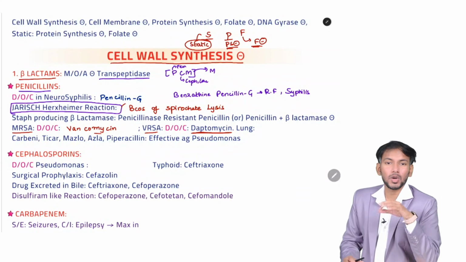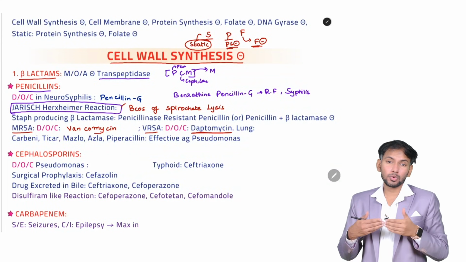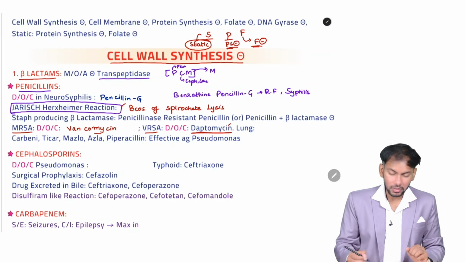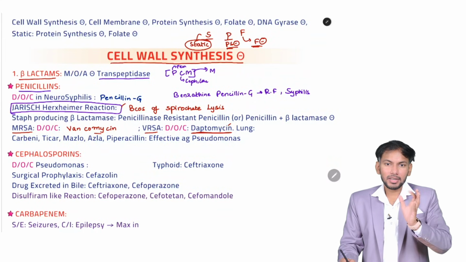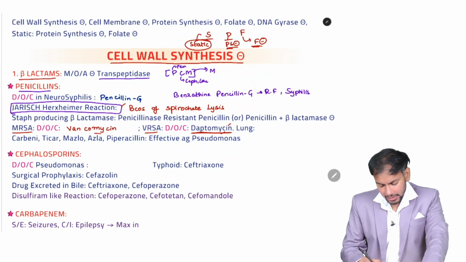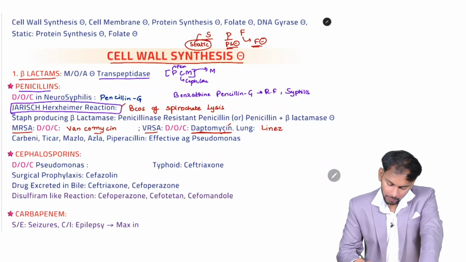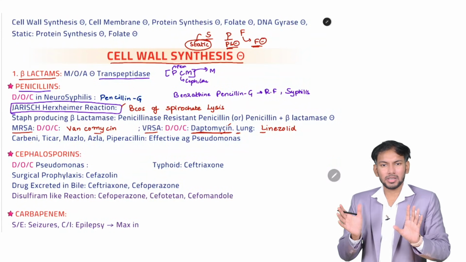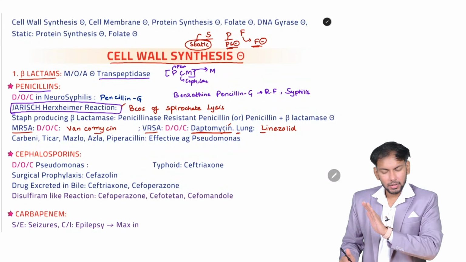But if you see VRSA pneumonia, that means if there is a pneumonia that is caused due to vancomycin resistant Staphylococcus aureus, can you give daptomycin? No, you cannot give daptomycin because lungs have surfactant and surfactant inactivates this daptomycin. So, in the lung you have to give linezolid. L for L, remember it this way. In the lung you will give linezolid. That's all. MRSA, vancomycin. VRSA, daptomycin. VRSA in lungs, linezolid.